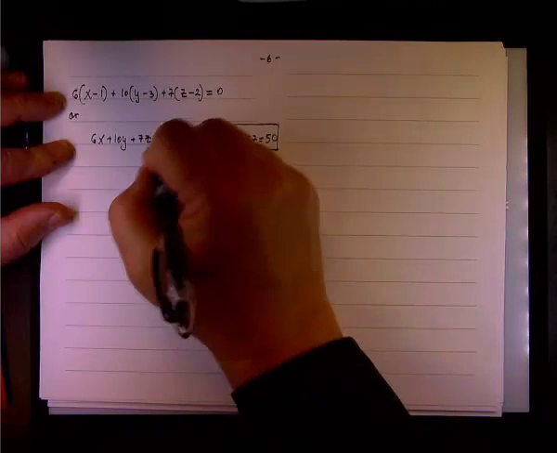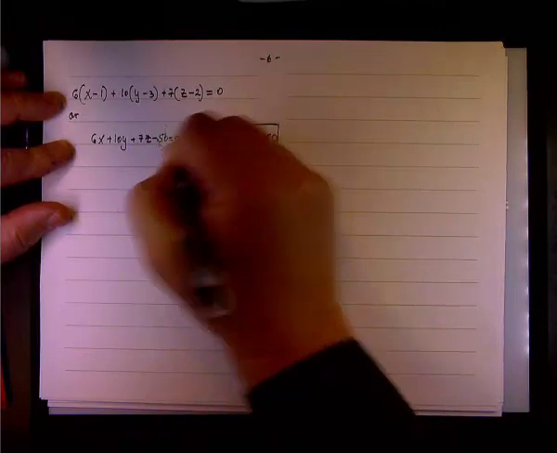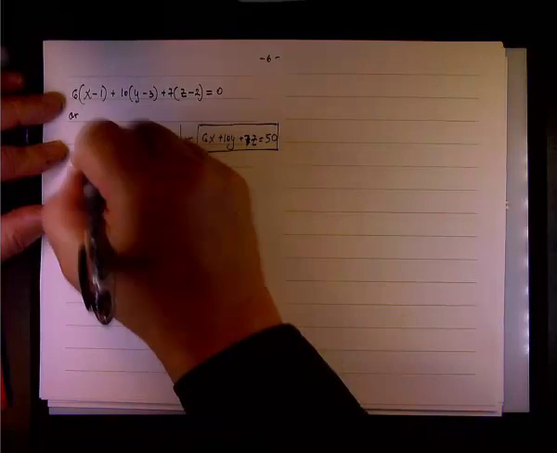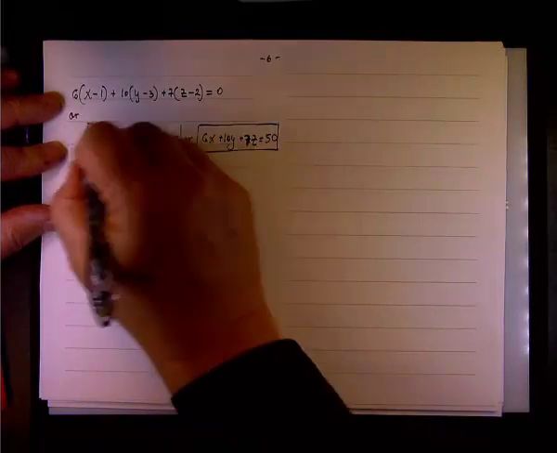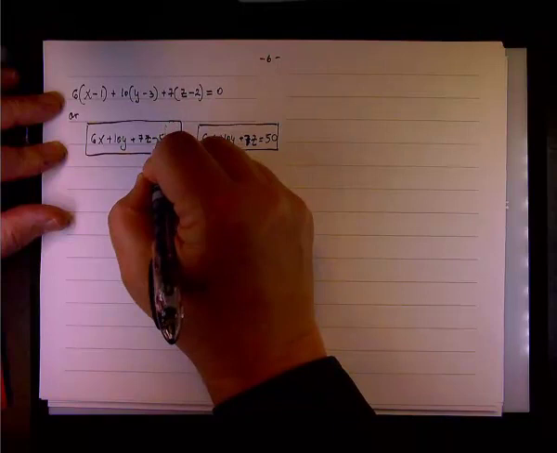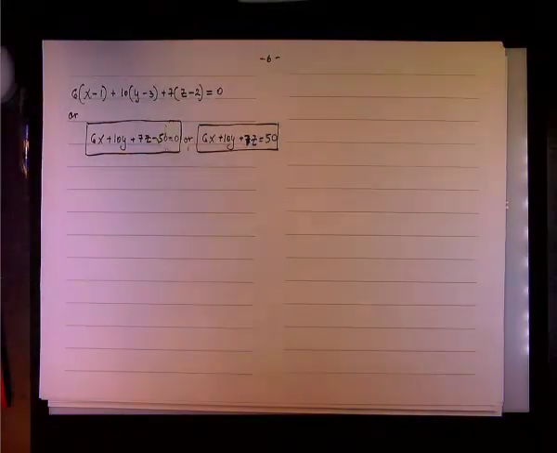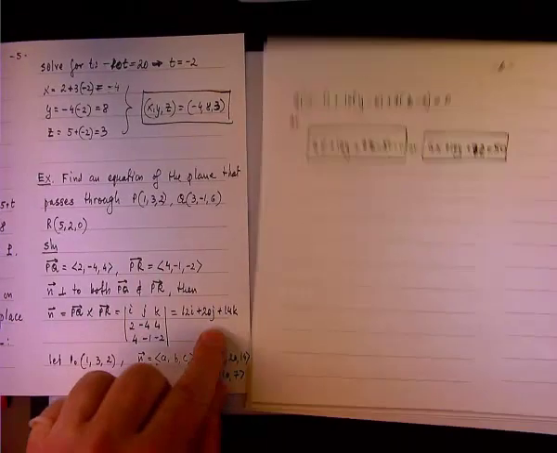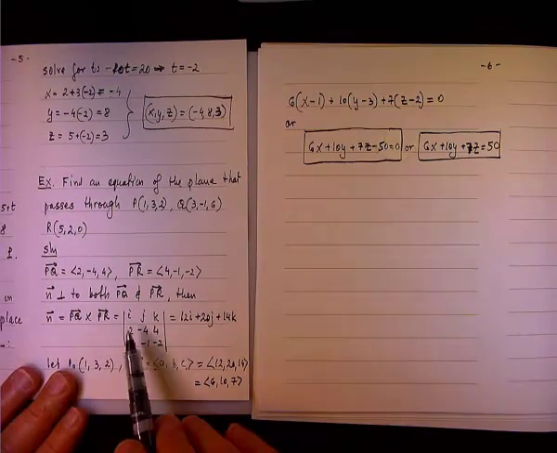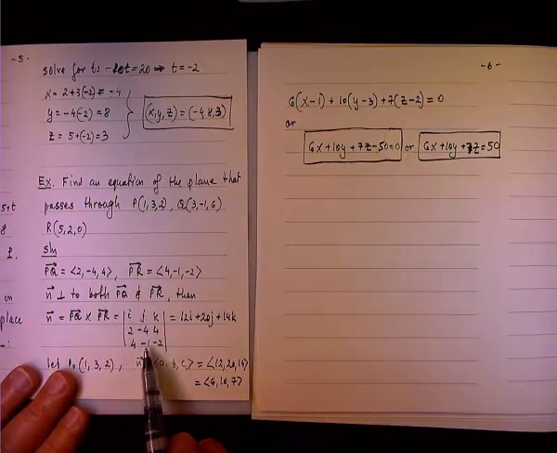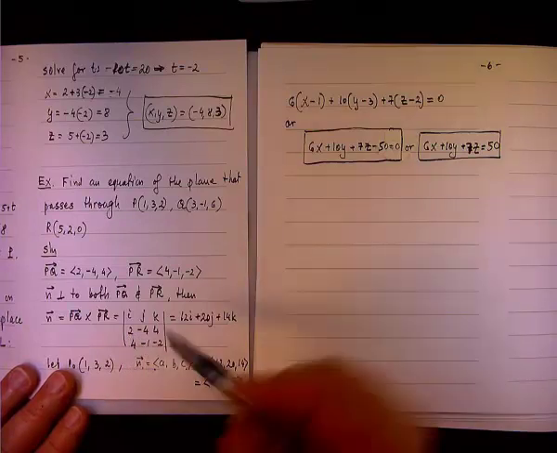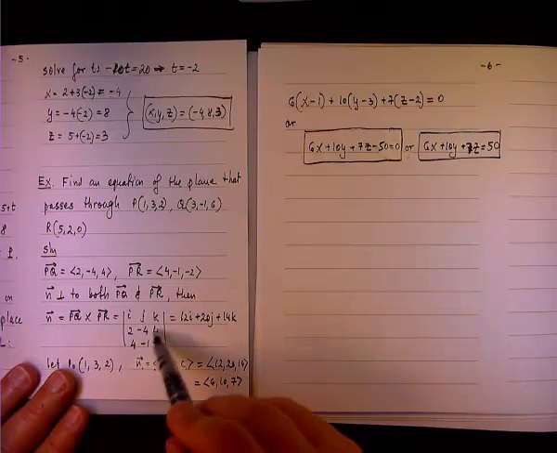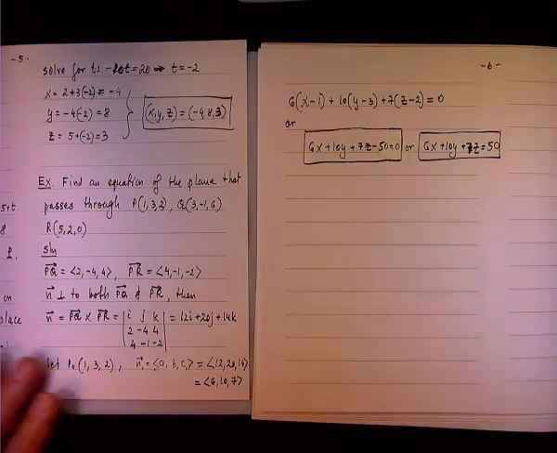Or 6x plus 10y plus 7z, the 7 and z look alike, equals positive 50. Either solution is a good solution. Here I forgot to put equals 0. So 6x plus 10y plus 7z minus 50 equals 0, or this one.